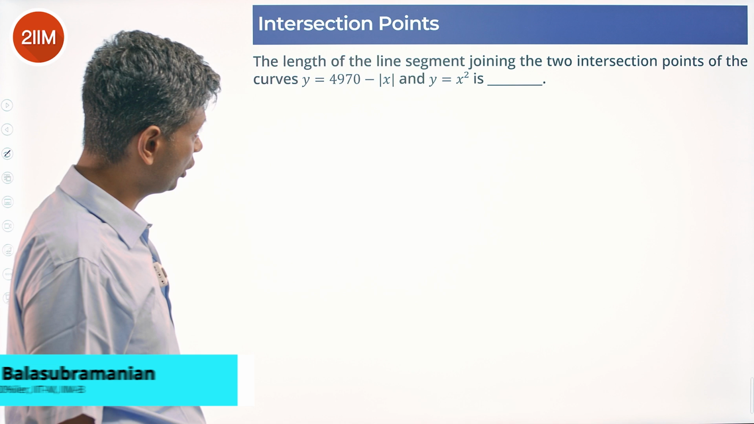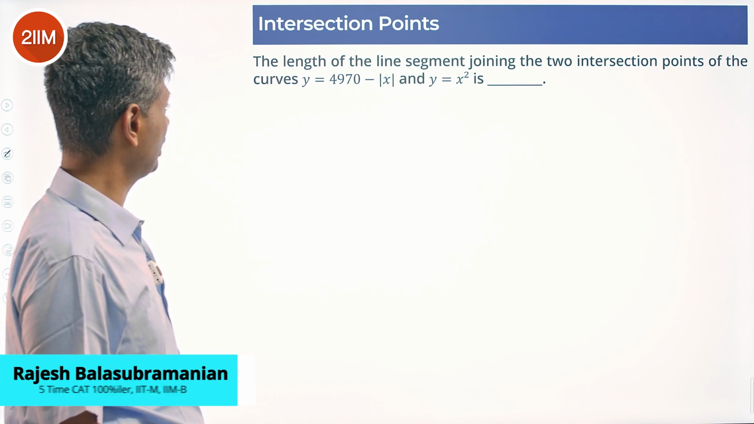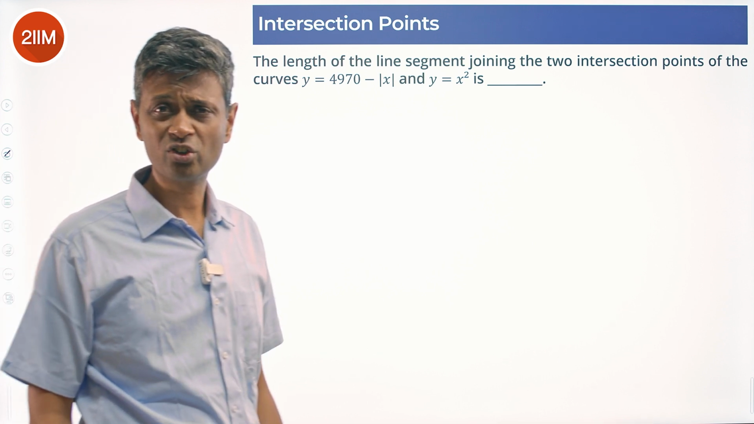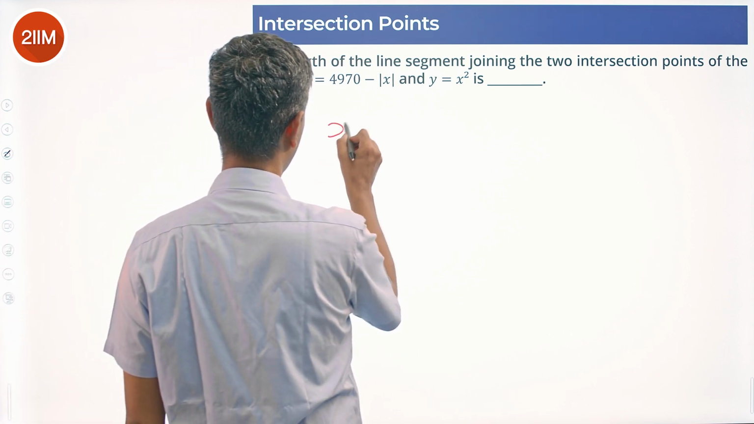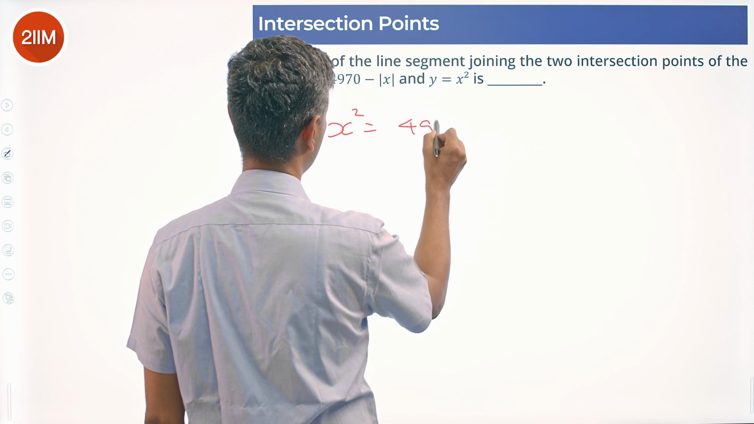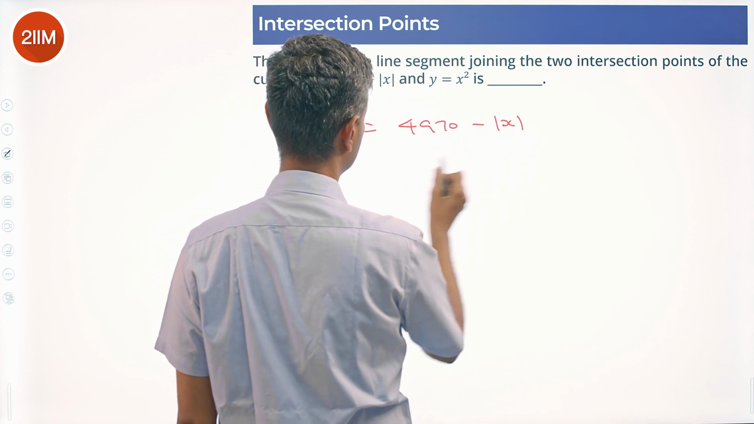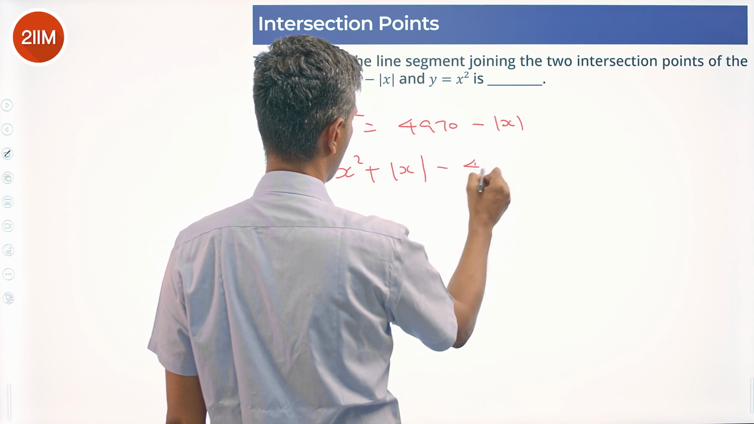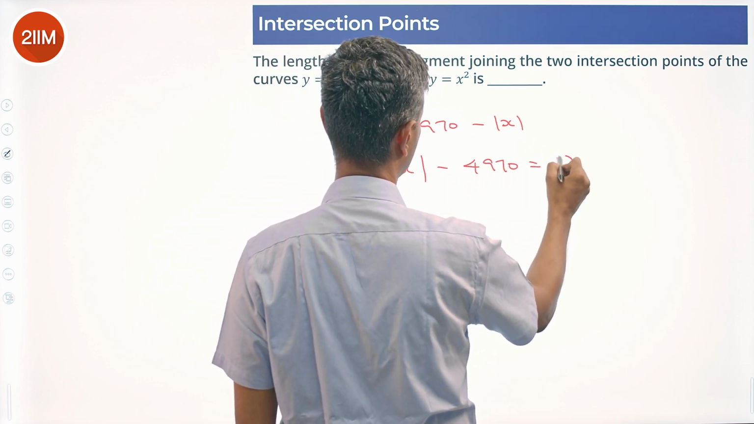The length of the line segment joining the two intersection points of the curves y equal to 4970 minus |x| and y equal to x square. Points of intersection: solve. So x square equals 4970 minus |x|, which gives x square plus |x| minus 4970 equal to 0.